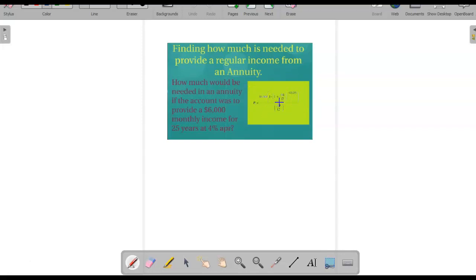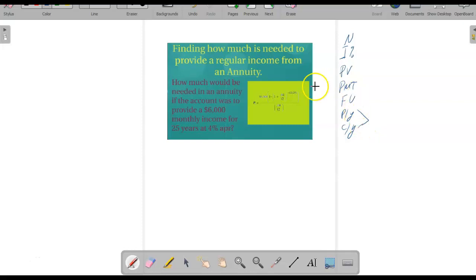Now if you're using the TVM problem solver, it's very simple. But again, before we do that, we need to make sure we write the values down there. We have n, we have the I percent, we have the present value, we have the payment, or the withdrawal. They always call it payment, but it's either payment or withdrawal. And then we have the future value, and then we have the payments per year and compoundings per year, which always are the same.